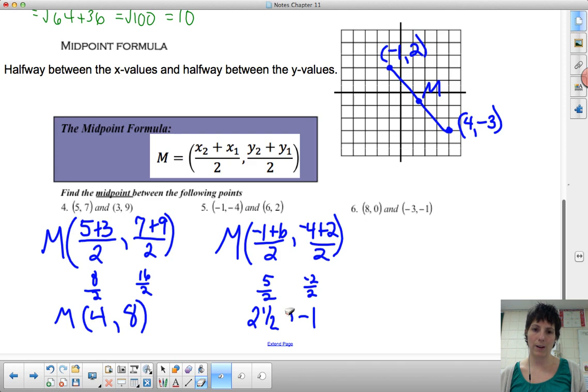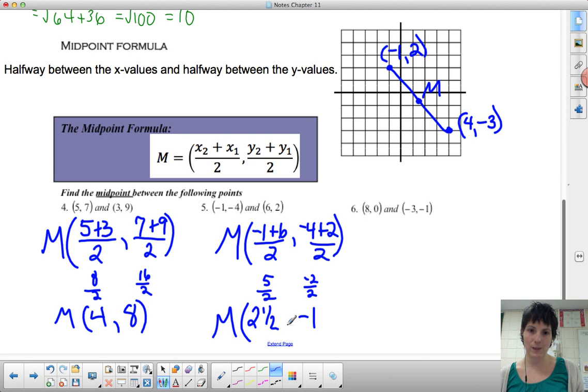So that my ordered pair needs my parentheses, and it's point M. The x value is positive 2.5, and the y value is negative 1.